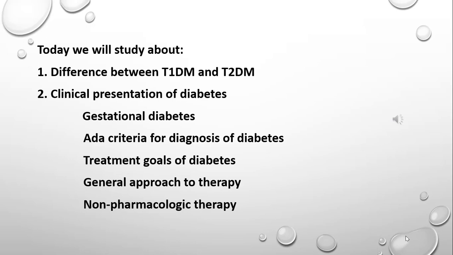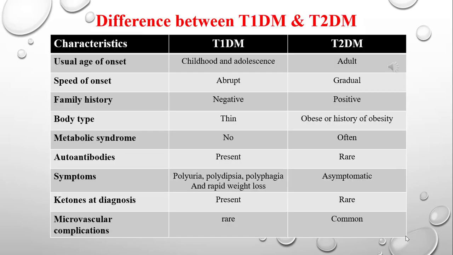Today we will study the difference between type 1 diabetes and type 2 diabetes. Second, clinical presentation of diabetes. Then gestational diabetes, ADA criteria for diagnosis of diabetes, treatment goals of diabetes, general approach of therapy, and non-pharmacologic therapy. The first topic is the difference between type 1 diabetes and type 2 diabetes.